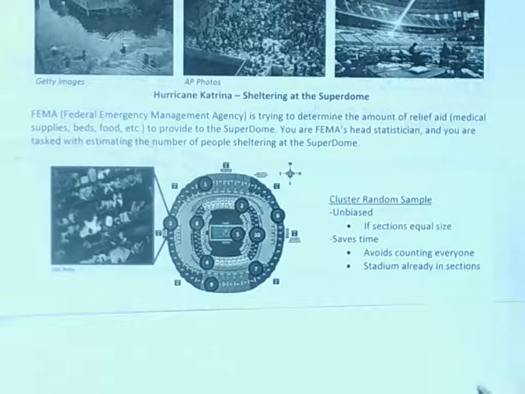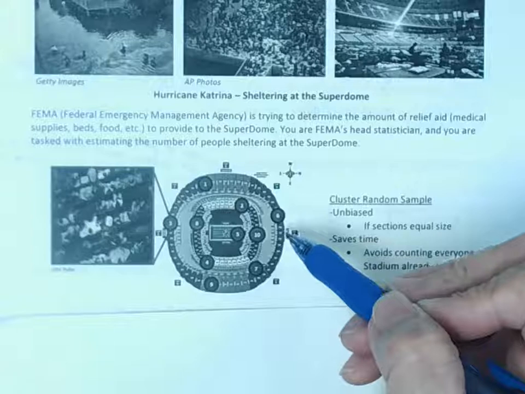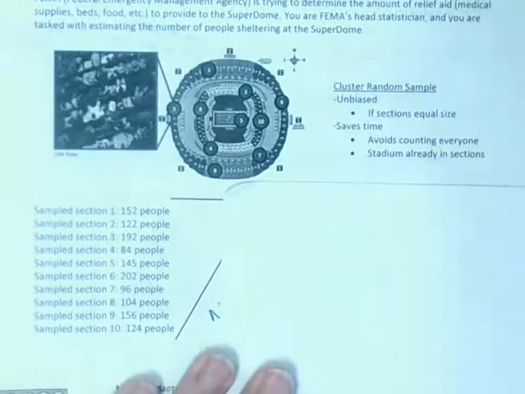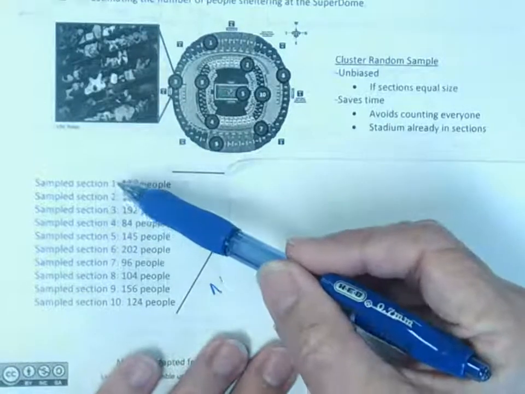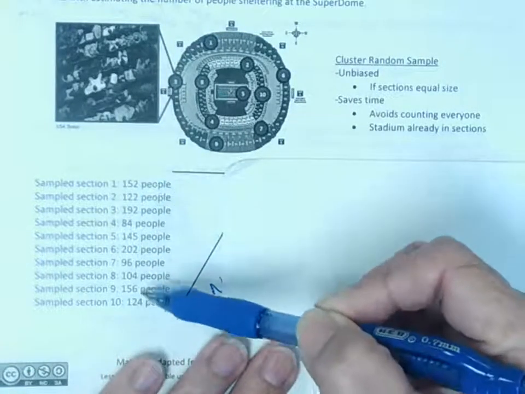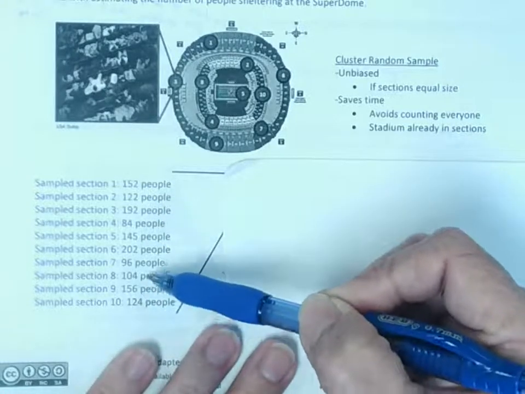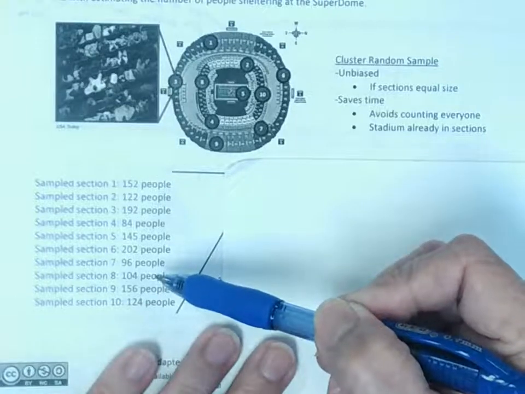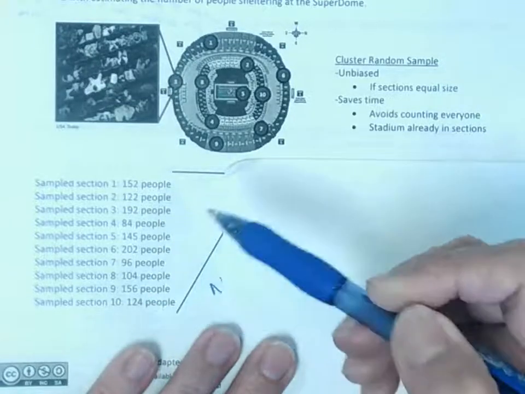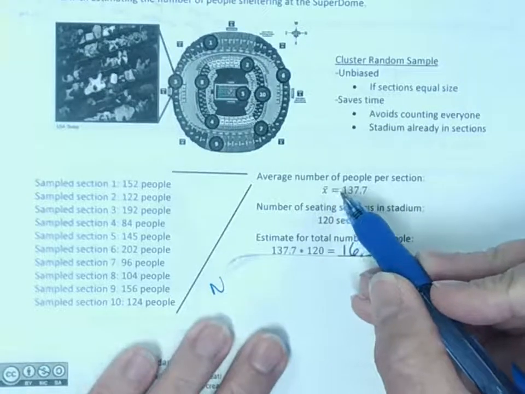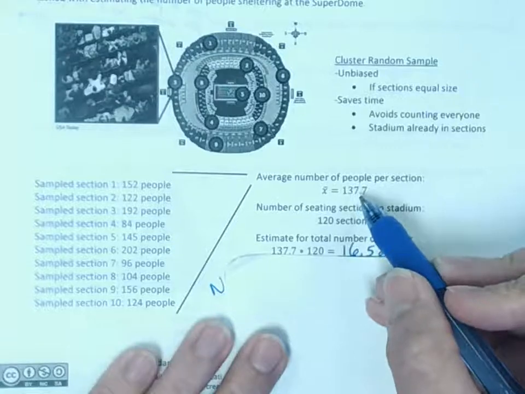So we're taking a random sample of clusters. So we pick 10 clusters or 10 sections that we are going to measure and count how many people are in there. Okay, so we go ahead and we sample these sections. And here are the 10 sections and how many people are in each of these 10 sections. And we want to, based on these, calculate an average number of people per section. So if we add these all up, divide by 10, we get there is an average or a mean number of people per section of 137.7.